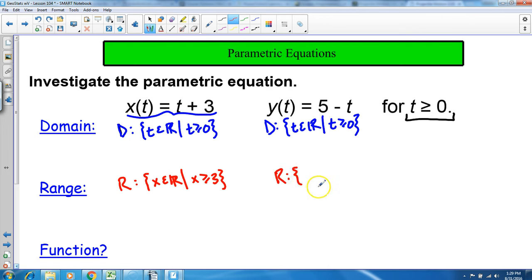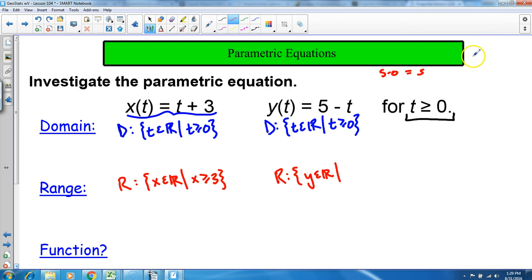All right, a little bit different here, but a similar process. We're going to take all of the y values, all real number y's. So y is in the real numbers such that, and think about what's going to happen. We plug in 0 for t. 5 minus 0 is going to give me 5. That's actually going to be the greatest value that I get. If I plug in 5 minus 0, I get 5.